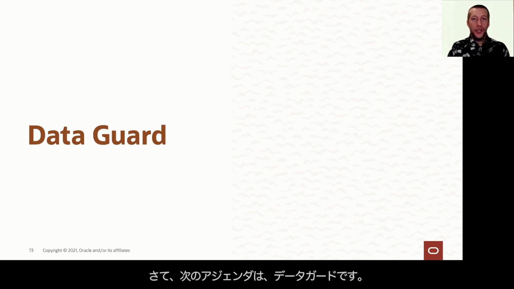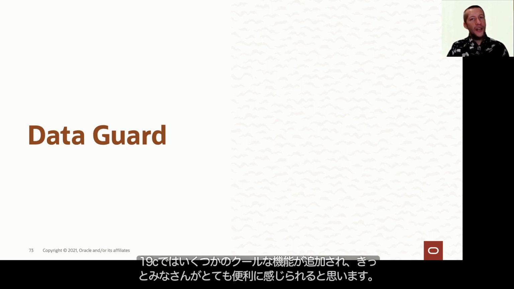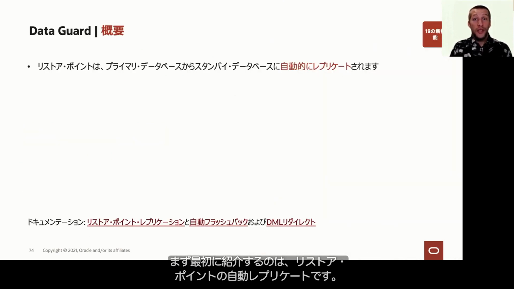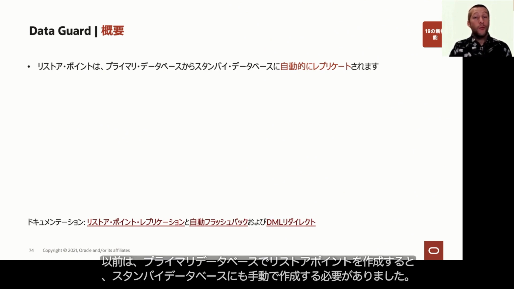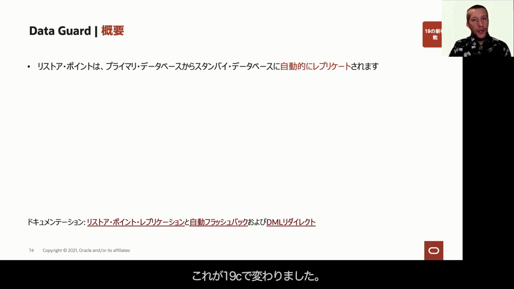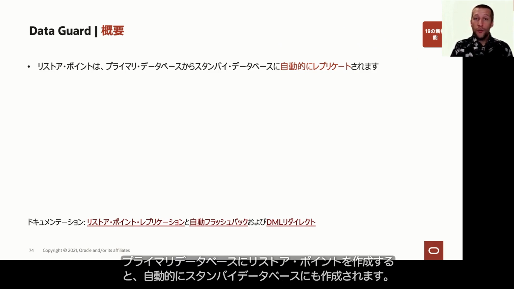Okay, next on the agenda is Data Guard. We added a few cool features in 19c that I'm pretty sure you will find very useful. The first feature that I would like to mention is automatic replication of restore points. Previously, when you created a restore point on the primary database, you would have to create it on the standby database manually as well. This now changes in 19c. When you create a restore point on the primary database, it is automatically also created on the standby databases.